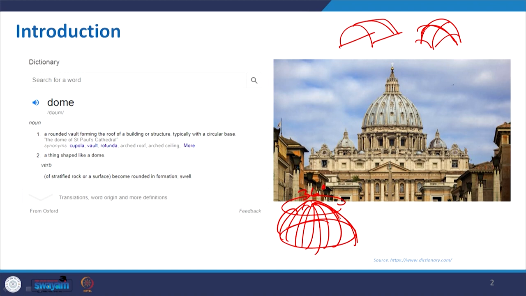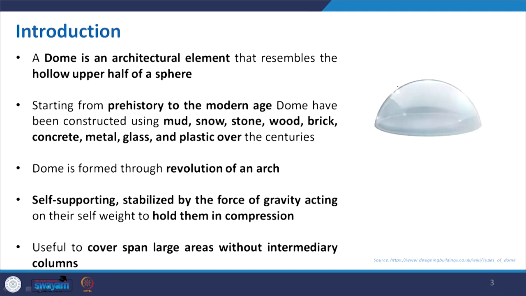This is some example that we have. If you simplify it, it is some dome, not really a semicircular, hemispherical dome. Some other components are added, so we will come to that as well. Now here you can see a crystal dome. A dome is an architectural element that resembles the hollow upper half of a sphere.